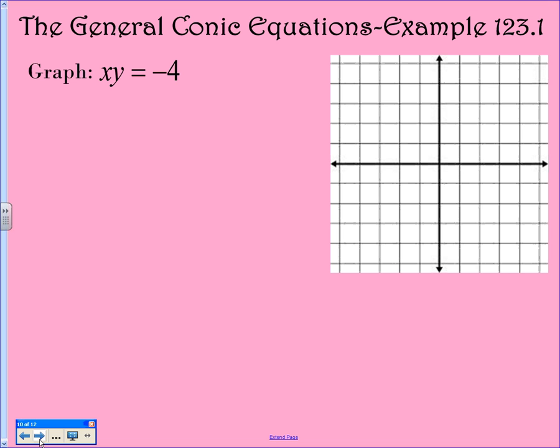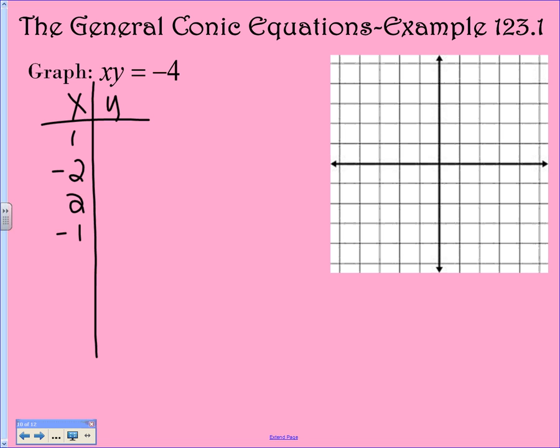Alright, so what we're looking for are numbers that multiply to give you -4, right? So let's pick some numbers for x. What numbers do you want to pick for x? 1, -2. Do you want to pick 3? Would that be a good one to pick? Okay, what else? 2, -1, 4, -4. I'll pick 0, because y'all don't want to pick it. We'll get there.